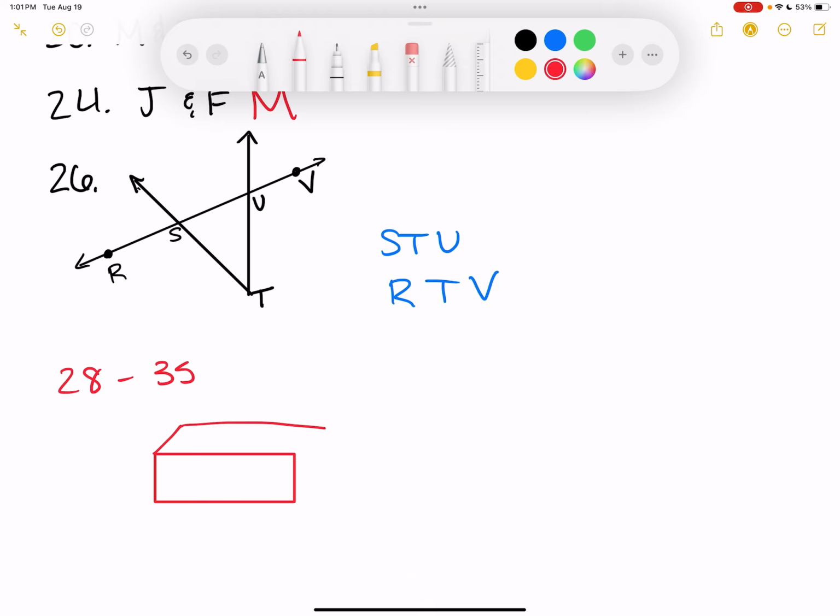Oh, your line's so straight. Because I have a magic tablet.